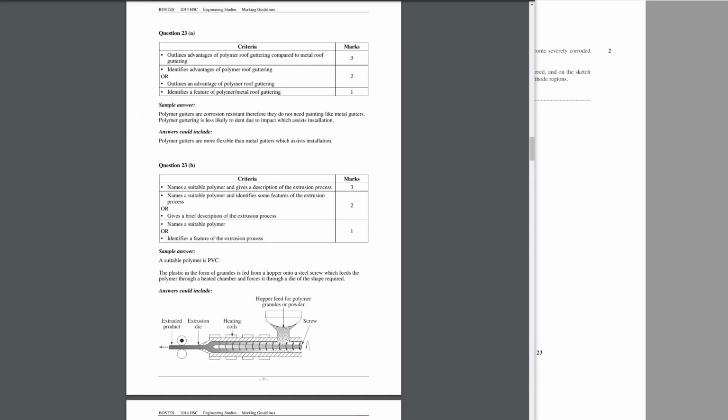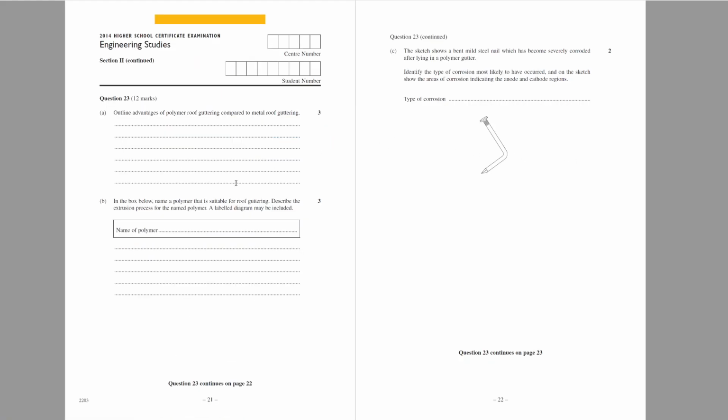What did they say? They said it's less likely to corrode and less likely to dent. Yeah, it's tougher, more flexible. Okay. In the box below, name a polymer that's suitable for guttering. Describe the extrusion process for the polymer and draw a labelled diagram, maybe included.